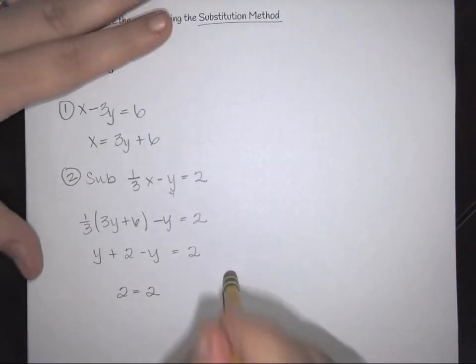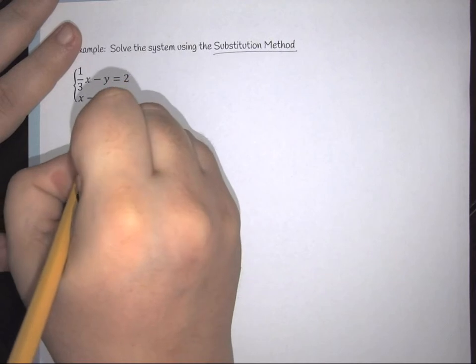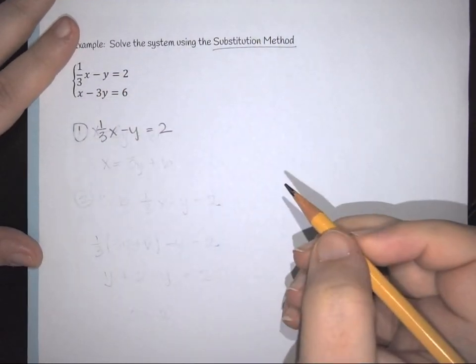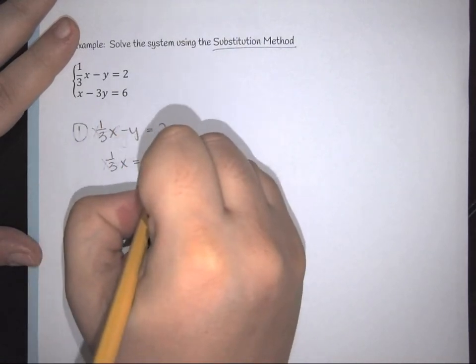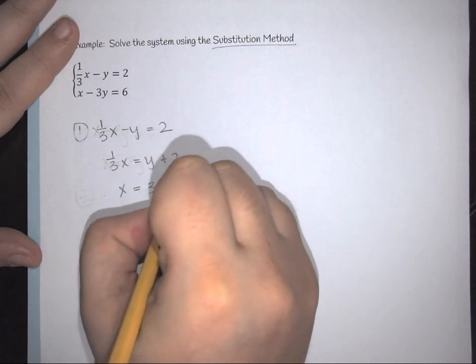Well, that doesn't look right. So let's start over again. Okay. Alright, so let's start with the other one. So I have that 1/3 x minus y equals 2. Again, I'm going to solve for x, so I've got that 1/3 x equals y plus 2. So x equals 3y plus 6.